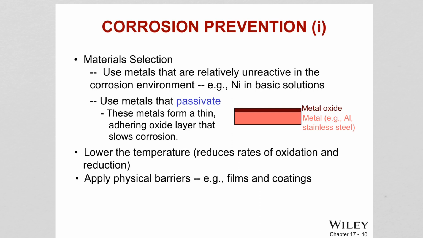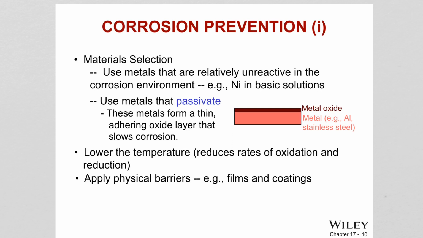What happens here is that the metal ions from the metal have to diffuse through this oxide layer to reach the electrolyte, the environment, basically. For them to go through this metal oxide, they need to diffuse, and this diffusion is controlled by that oxide layer, and it is very slow.